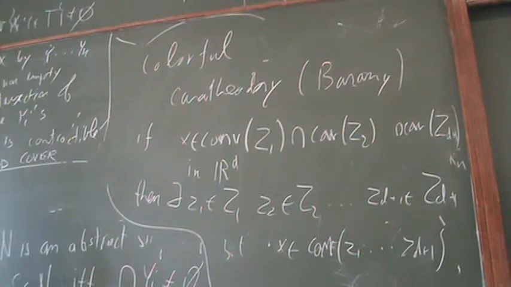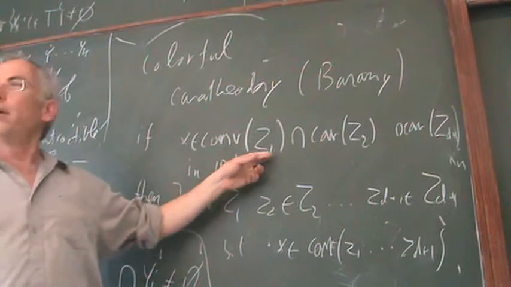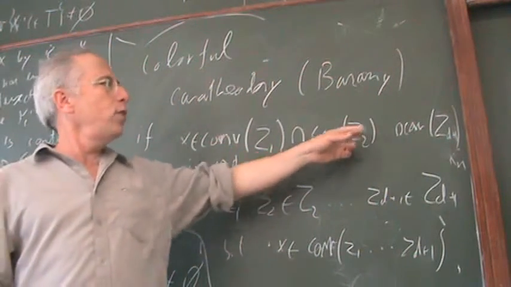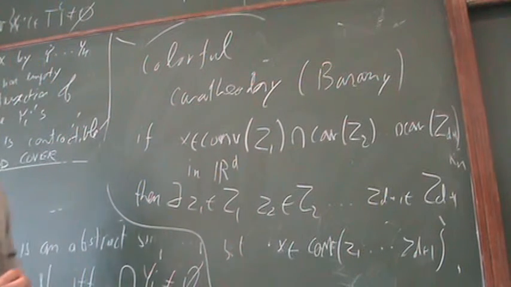Yes. I don't understand what this says. The intersection of convex sets is a convex set. So x belongs to the convex hull of Z1, the convex hull of Z2, and so on up to the convex hull of Z_{d+1}. Okay, I see. It's not a convex hull. It's in the Z. Never mind. Got it. Sorry. It's okay?